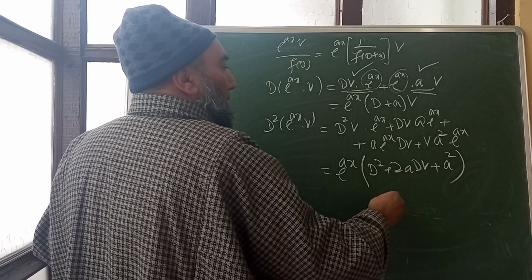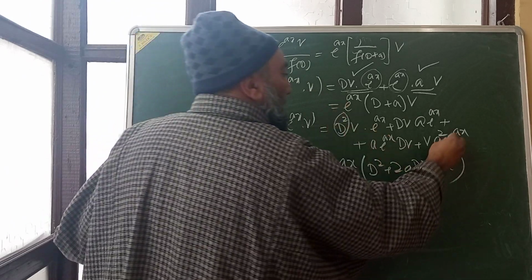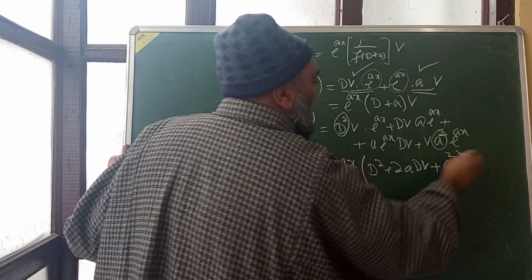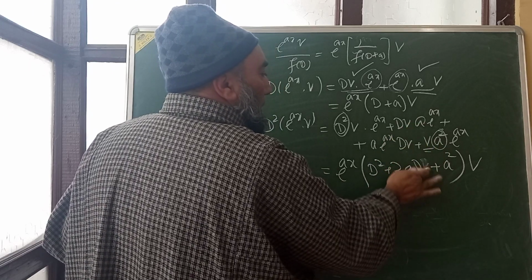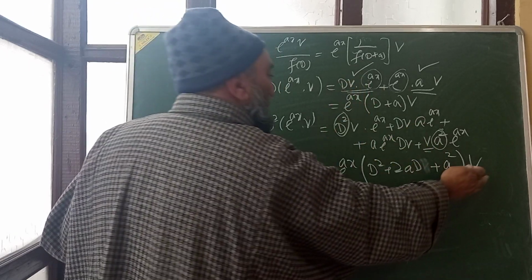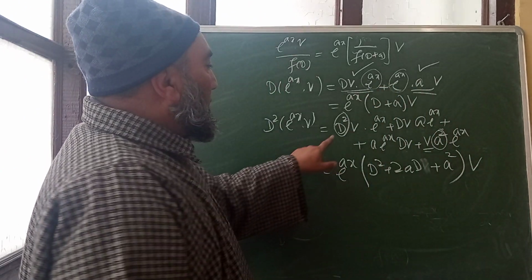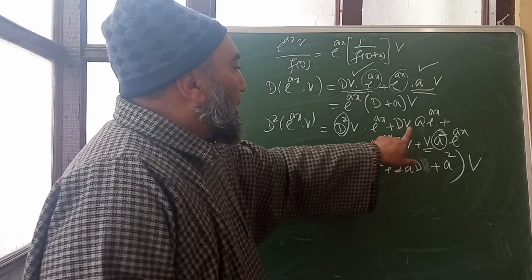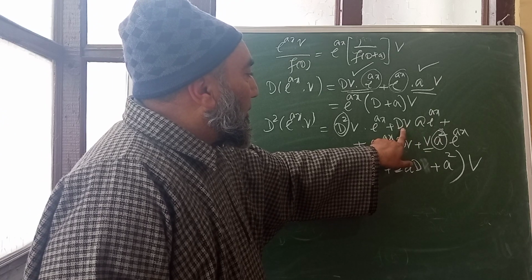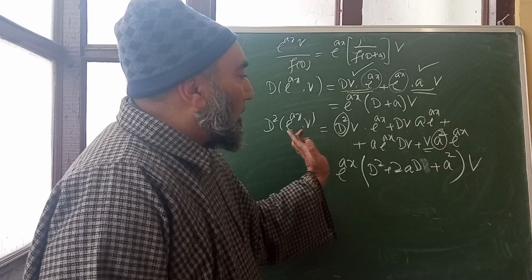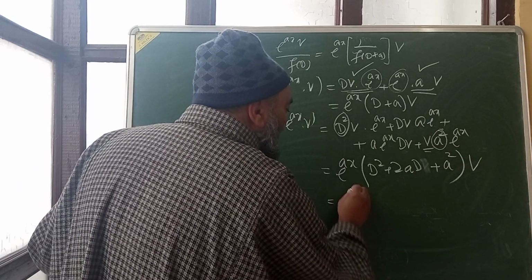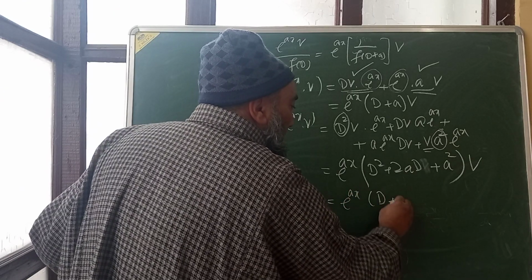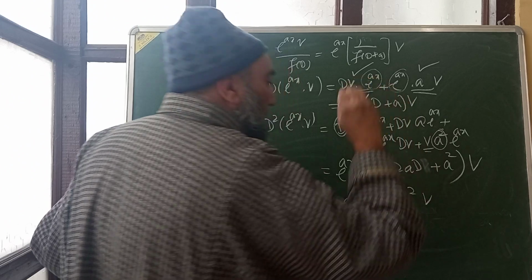You see, this is d square, this is a square operating on v. This is v, this is v, this is v. I don't have to keep it here now because I have taken it out. So this is d square plus a square. This is 2ad, e raised power ax. This is nothing but e to the power ax, d plus a whole square on v.